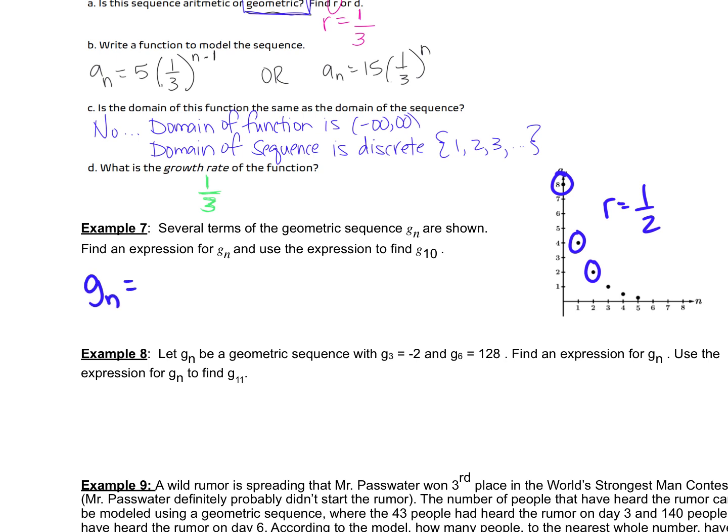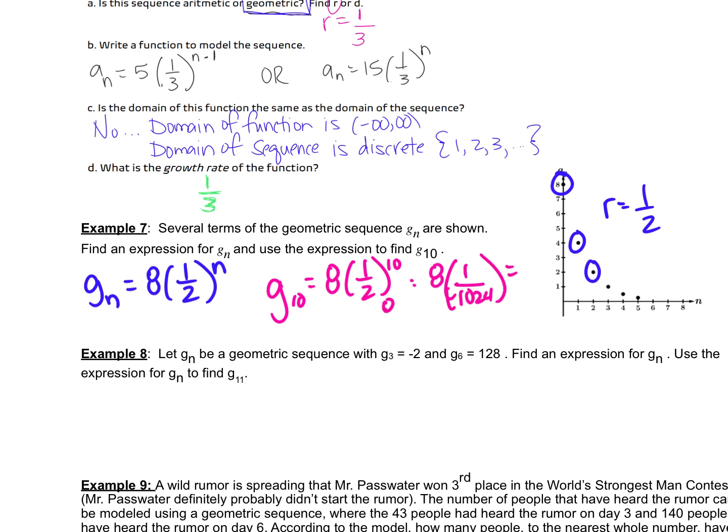So we could say g of n equals 8 times 1/2 to the n. Now, to find g of 10, because it's a pretty small fraction, your calculator is probably going to give you scientific notation. So let's think for just a second. What's 2 to the 10th on your calculator? 1,024. So that really gives me the fraction 8 over 1024. If you type that in your calculator in fraction form, it will give you the fraction answer back. It will give you that reduced fraction, which I believe is 1 over 128.